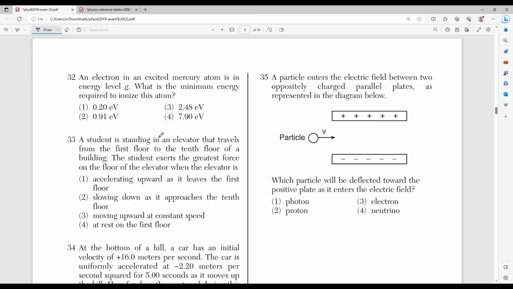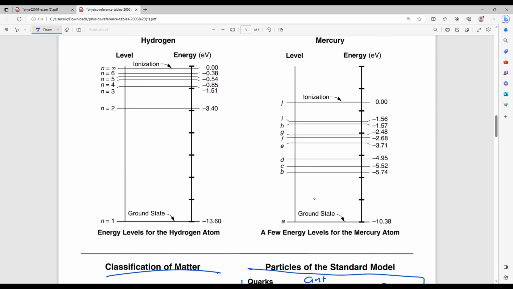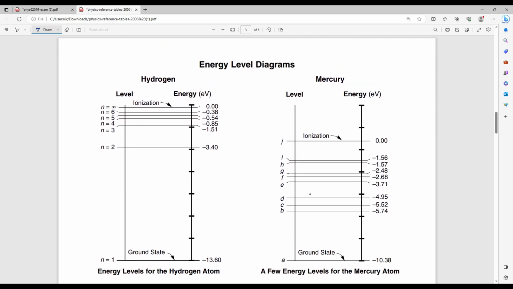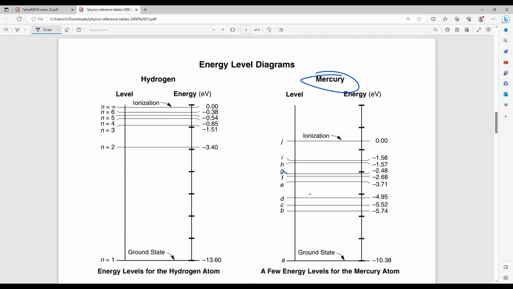That's all. 32 says an electron in an excited mercury atom is in energy level G. What is the minimum energy required to ionize this atom, right? So we're going to go into ionization or energy level diagrams. We're going to look at mercury, and it's saying that it's in level G. So if it's in level G, right, if you want to ionize it, you're going to have to bring it down to the ground state, right?